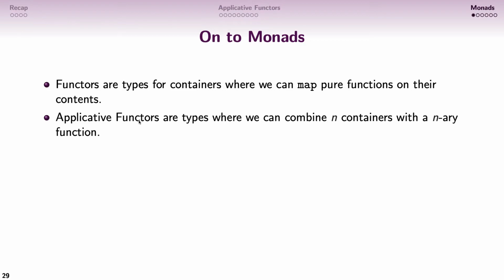So, functors are types for containers where we can map pure functions on them. Applicative functors are types where we can combine n containers with an n-ary function, right? So, functors are exactly 1. Applicative functors are 0 or more, for any number of containers.